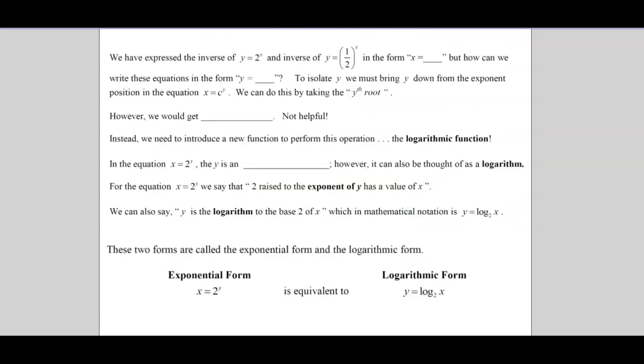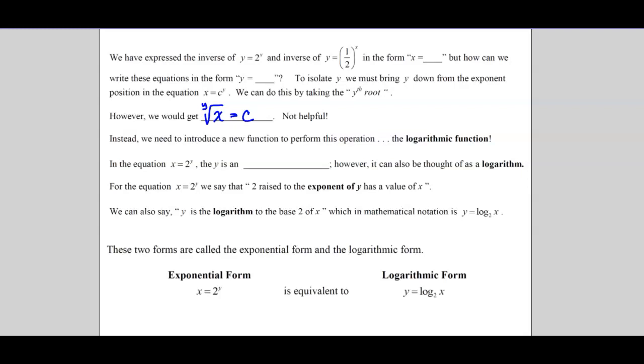That's the inverse of y equals 2 to the x and y equals a half to the x in the form x equals. But how can we write these equations in the form y equals? To isolate y, we must bring y down from the exponent position in the equation x equals c to the y. We can do this by taking the y root. However, we would get 1. So if we take the y root of both sides, we would get that. That doesn't help us. Now we have x and y together on one side. So it really doesn't help us. Instead, we need to introduce a new function to perform this operation, the logarithmic function.